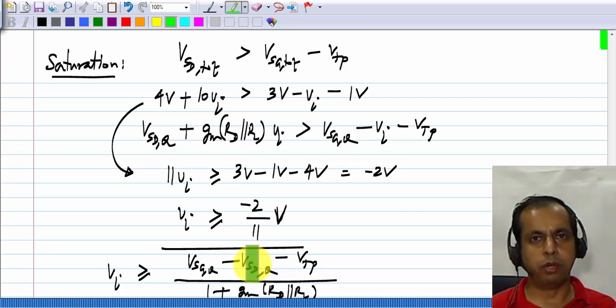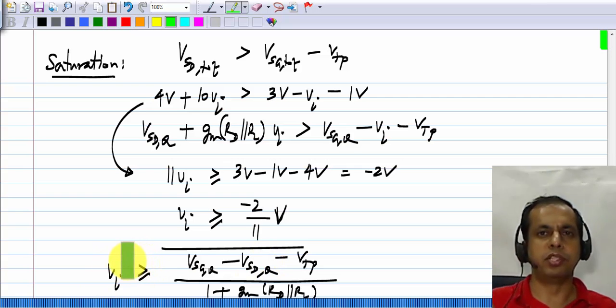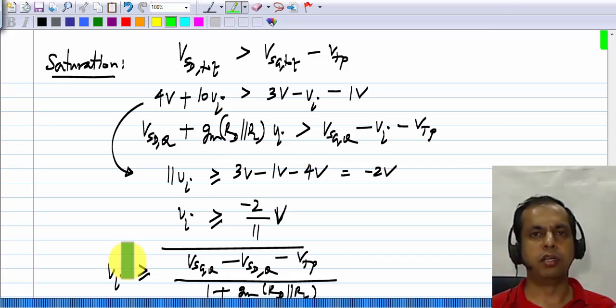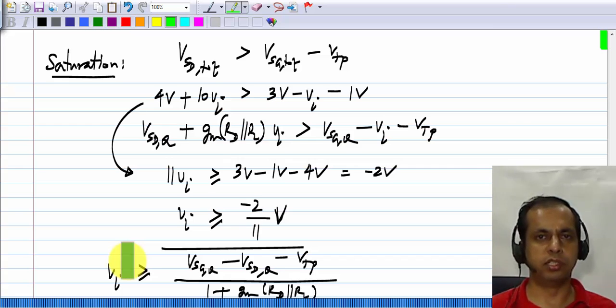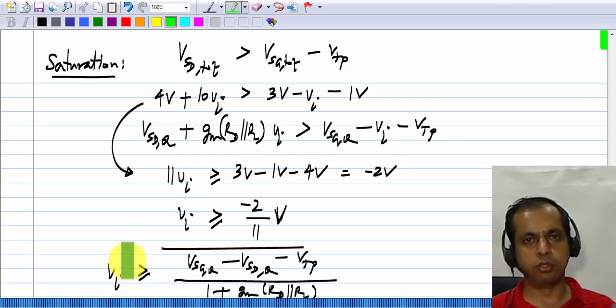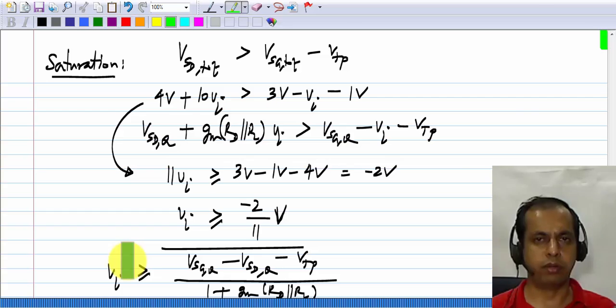So if the drain is well below the gate, then this separation will be large and you will get a large swing limit. In case of NMOS, it's the opposite. You want to have the drain to be well above the gate voltage so that there is a lot of room for it to fall. In this case, you want the drain to be well below the gate voltage so that there is a lot of room for it to rise.